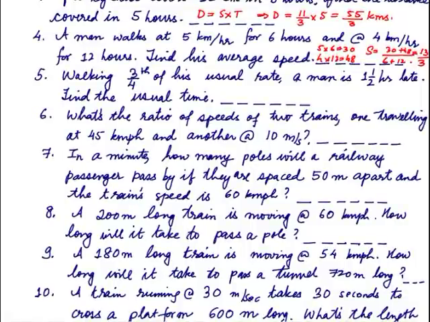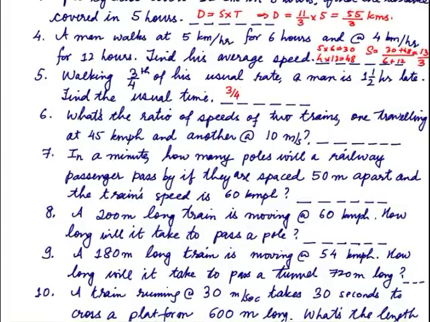We move on to question number 5. Walking at 3/4 of his usual rate, a man is 1.5 hours late. Find the usual time. We have already solved this question earlier. If I go at 3/4 of my speed, then the time I will take will be 4/3 of my usual time, which means I have taken 1/3 of usual time extra, and this is 1.5 hours. So my usual time will be 1.5 into 3, which is 4.5 hours. That is the answer. I hope this is very clear.